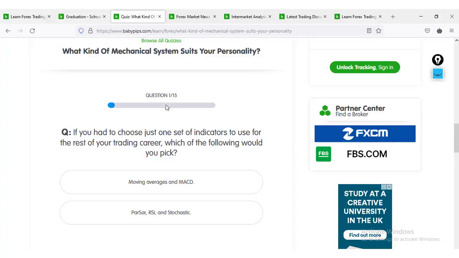Okay, we'll have 15 questions. Let's do 1 to 2, and then I will pause and finish it up. So it says, if you had to choose just one set of indicators to use for the rest of your trading career, which of the following would you pick?